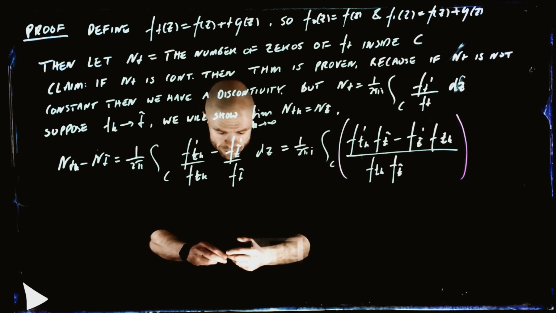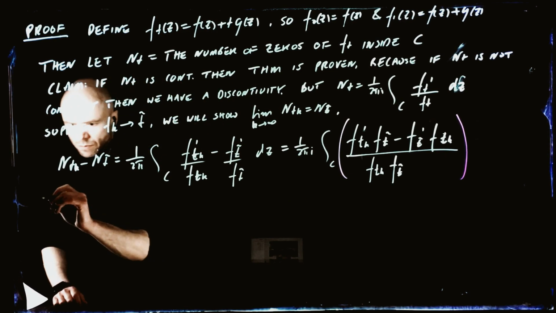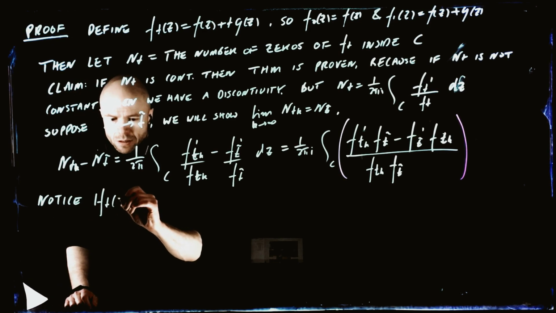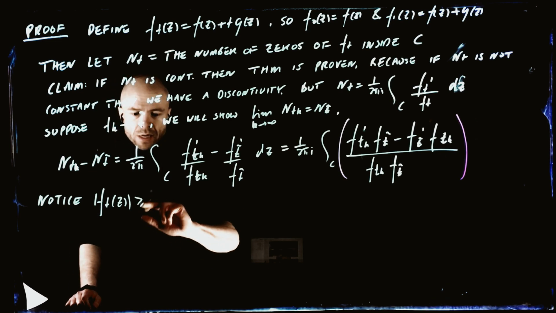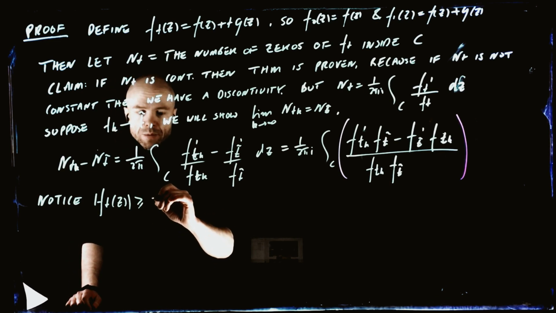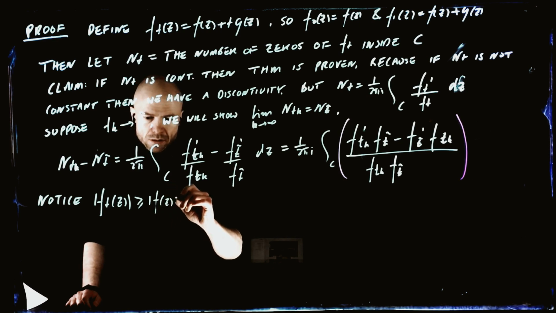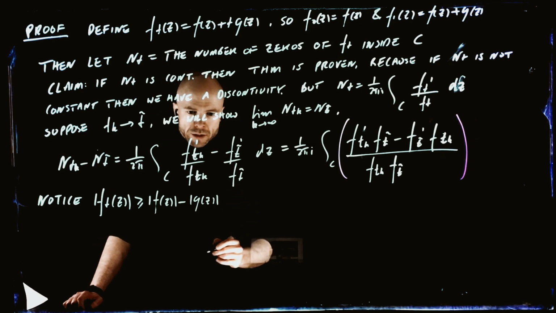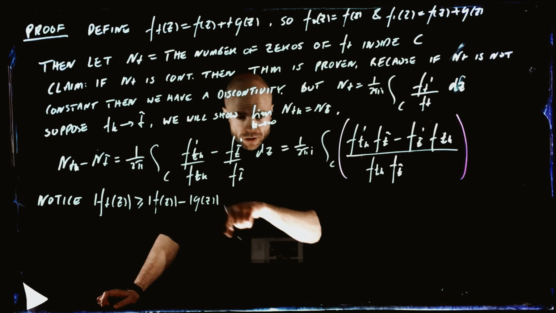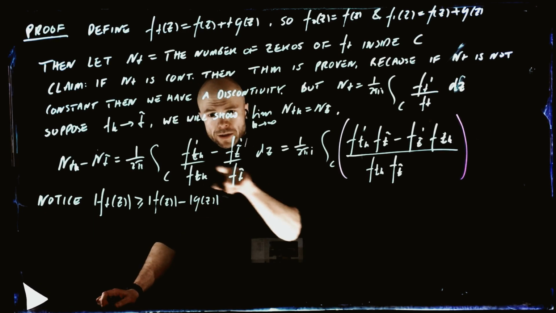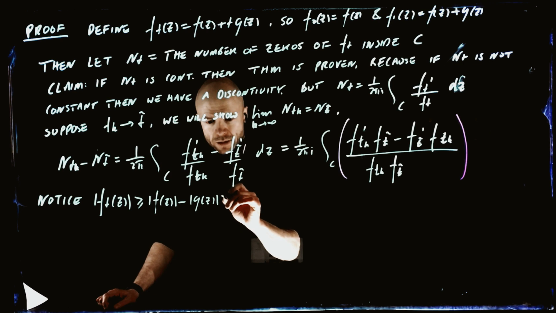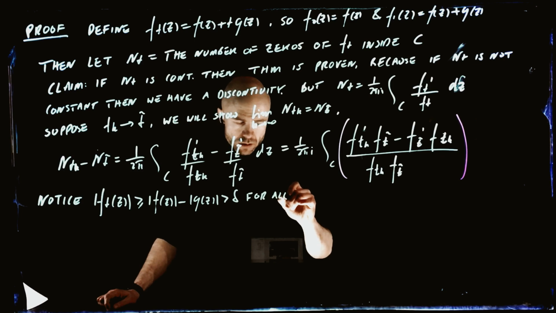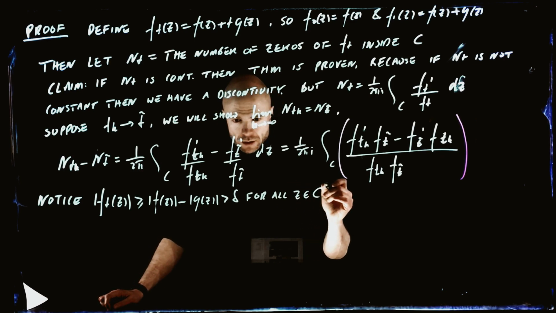So notice that the absolute value of f_t(z) is bigger than or equal to the absolute value of f(z) minus the absolute value of g(z), like this. Yeah? And this thing, by hypothesis, is always bigger than 0, and it's a continuous thing, and it's in a closed set, so this is actually bigger than some small delta for all z on the curve C. Yeah?